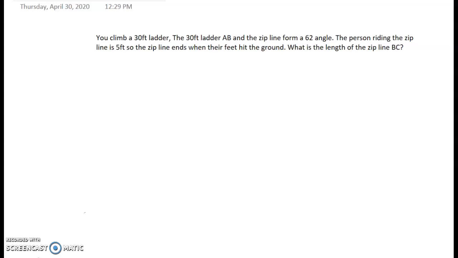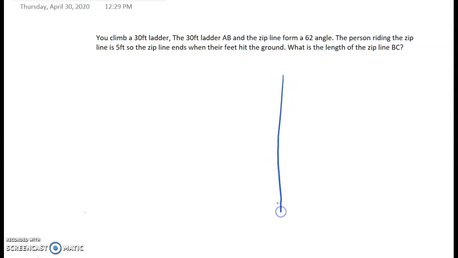So the word problem for today is, you climb a 30-foot ladder. The 30-foot ladder is represented by AB, and the zip line forms a 62-degree angle. The person riding the zip line is 5 feet tall, so the zip line ends when their feet hit the ground. What is the length of BC, or the zip line?